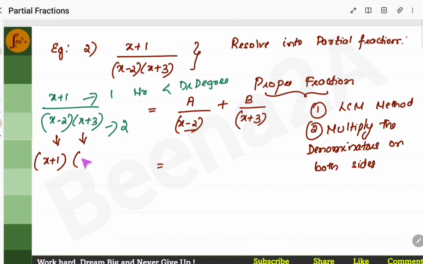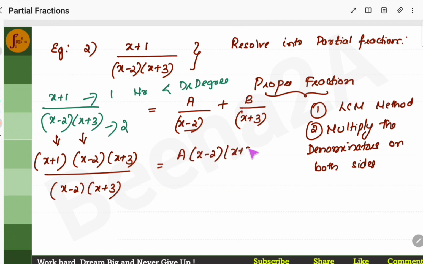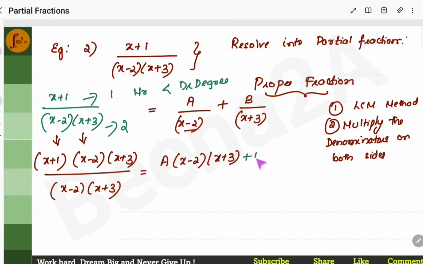You multiply with this denominator, x minus 2 into x plus 3. Then you copy everything as is. Now here what we will do, we'll take a and multiply both these denominators, x minus 2 into x plus 3, plus b into, again both the denominators, x minus 2 into x plus 3. Let's not forget to put the denominator, x minus 2, and for b we have x plus 3 as the denominator.